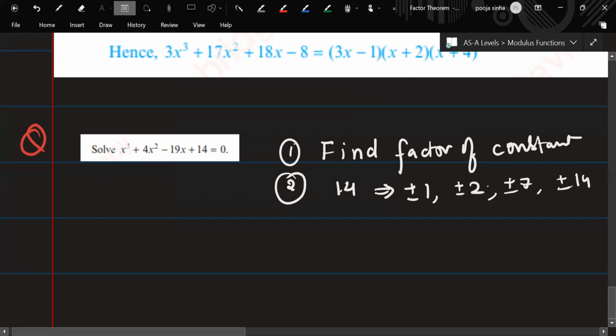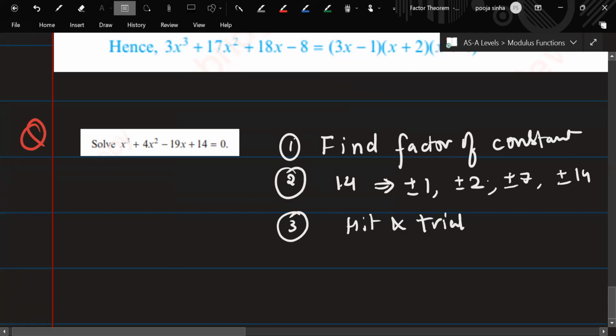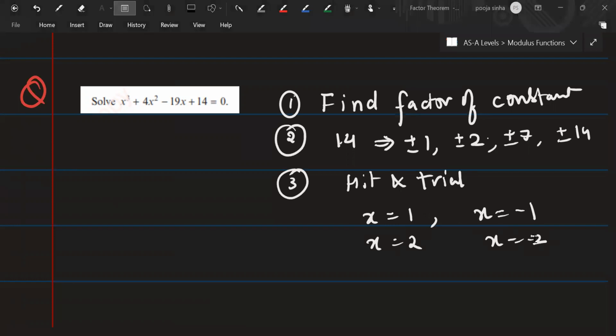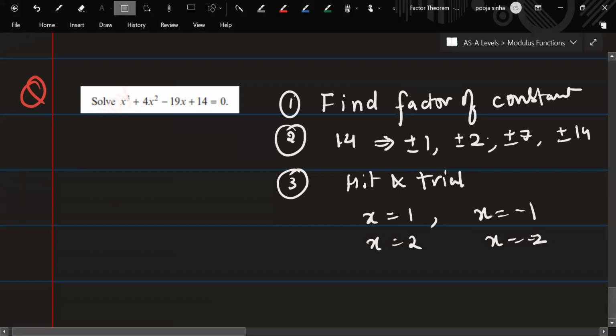Yeah. Now next comes your hit and trial method. So what you will do, you will put x is equal to 1. We've done this before, I remember. Yaad aa gaya? x is equal to 2, x is equal to minus 2. The moment you get 0, so let's try with x is equal to 1 se start karte. Let's start that. When you do x, your f(x) is what?